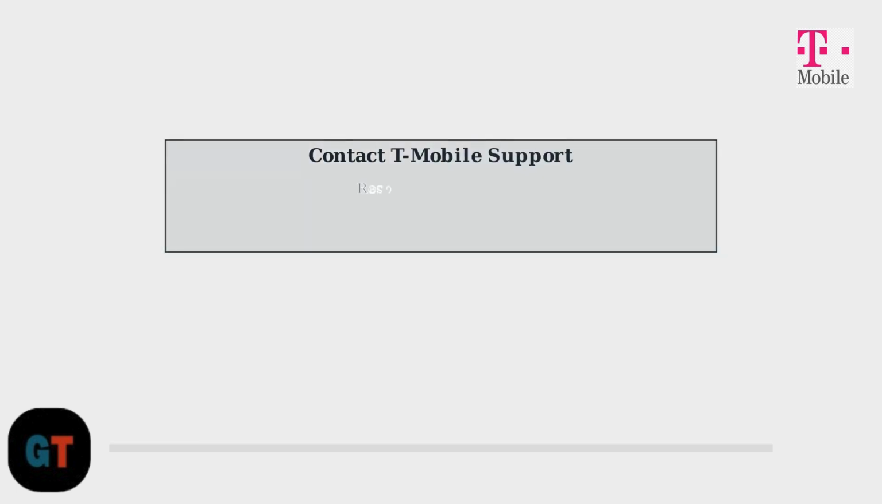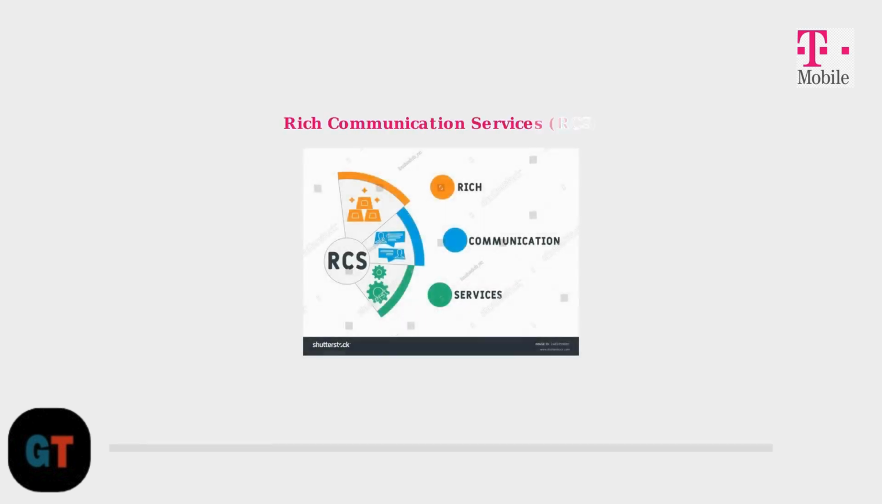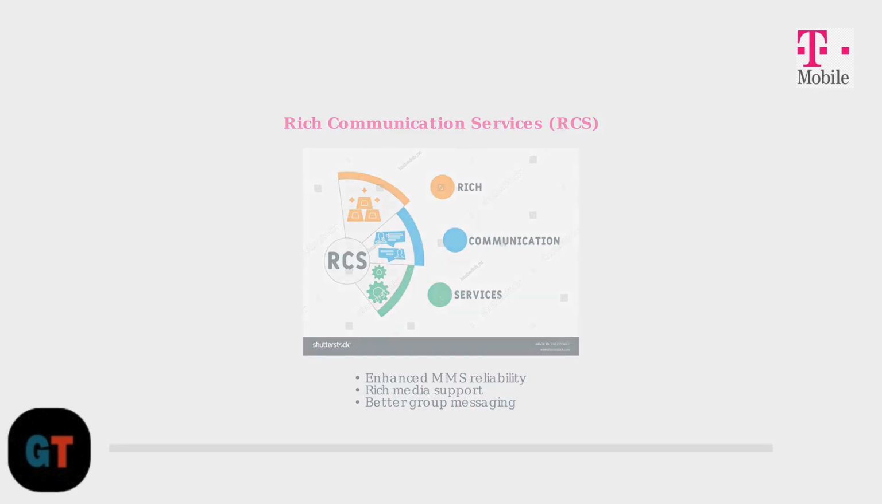For persistent problems that resist self-troubleshooting, direct contact with T-Mobile support is recommended. As of September 2025, T-Mobile achieves over 90% resolution rate through their support channels, with average resolution time under 24 hours. Looking ahead, T-Mobile is increasingly relying on rich communication services, or RCS, which offers significantly improved multimedia messaging reliability compared to traditional SMS and MMS.